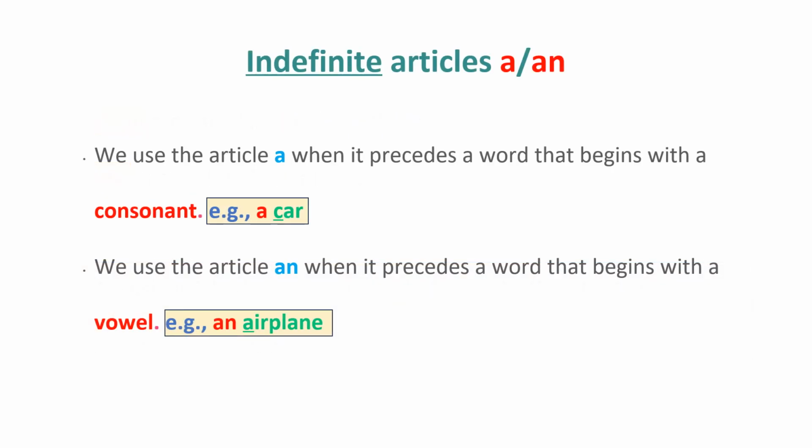Indefinite articles a and an. We use the article a when it precedes a word that begins with a consonant. For example, a car. C is a consonant. We use the article an when it precedes a word that begins with a vowel. For example, an airplane. A is a vowel.